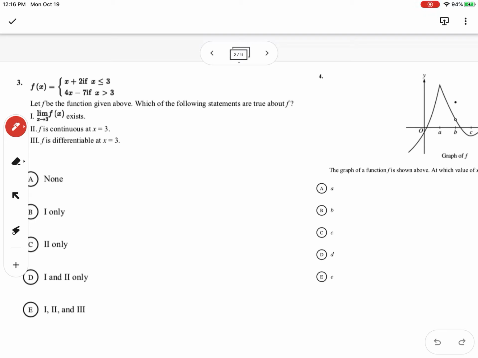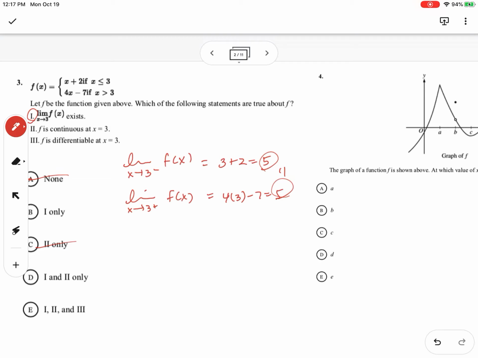All right, so which of the following statements are true about f? Let's just go one by one. The limit as x goes to 3 of f of x exists. To do that with a piecewise function, I need to check the left and then I need to check the right. From the left, it's x plus 2, so 3 plus 2, which is 5. And from the right, it's 4 times 3 minus 7, which is 5. So therefore, yes, it does exist. So 1 is good, I can eliminate this, and now it's down between 2 and 3.